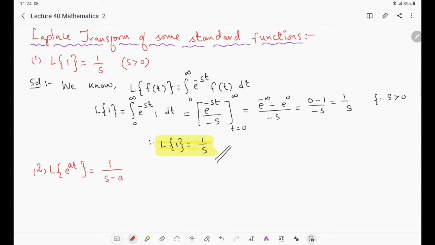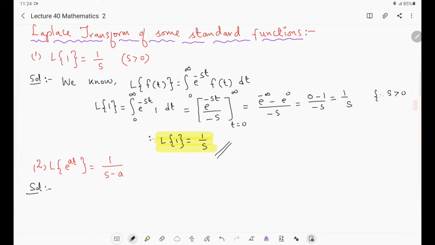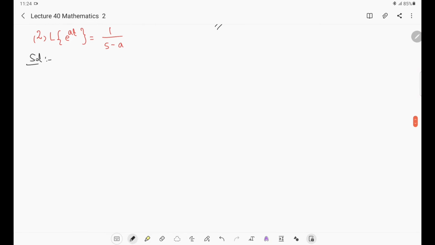Laplace transform of e power at is 1 by s minus a. Let us prove this. How are we going to get the Laplace transform of e power at as 1 by s minus a? Again we know that the Laplace transform of f of t, the formula is integral 0 to infinity e power minus st f of t dt, right?